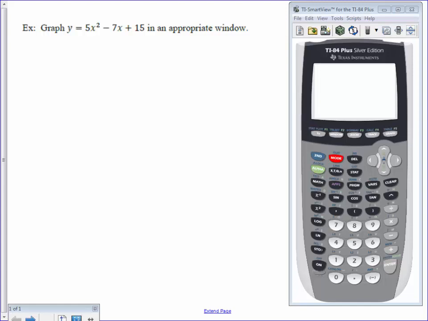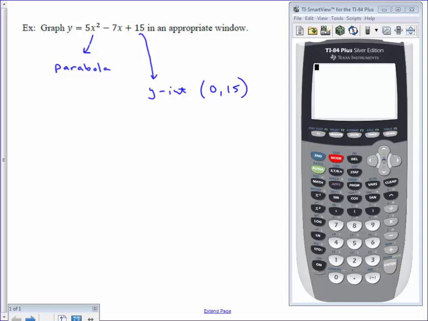In this example, we would like to graph y equals 5x squared minus 7x plus 15 in an appropriate window. Later on in the semester, we will learn that because the highest power is x squared, the graph will be parabola-shaped. We have talked about in the notes knowing what the y-intercept is based off of the constant term. If we were to find the y-intercept by plugging in 0 for x, the x terms would zero out. All that would be left would be the constant term 15. So the y-intercept is known in this case to be (0, 15).